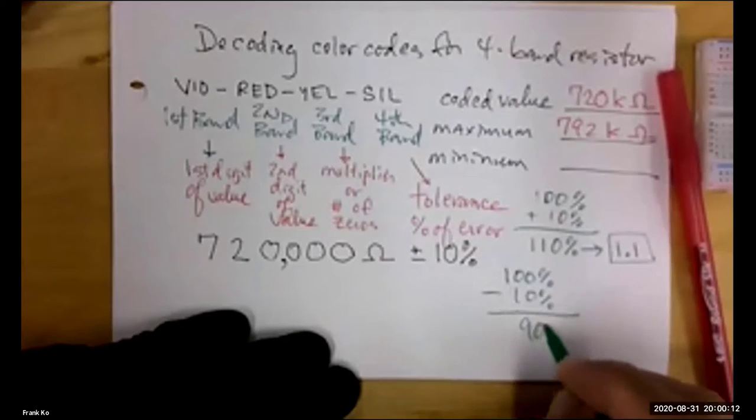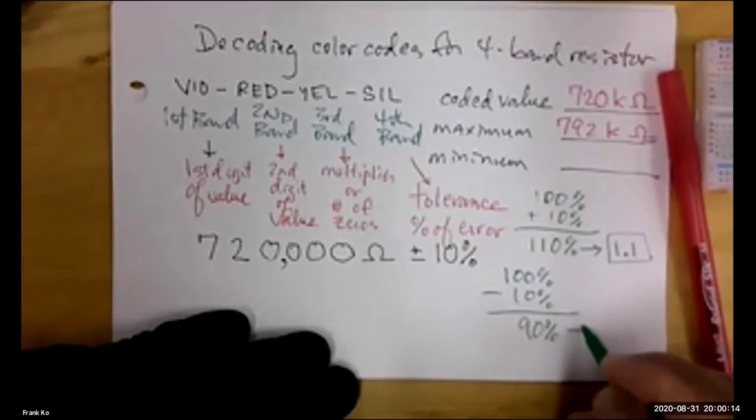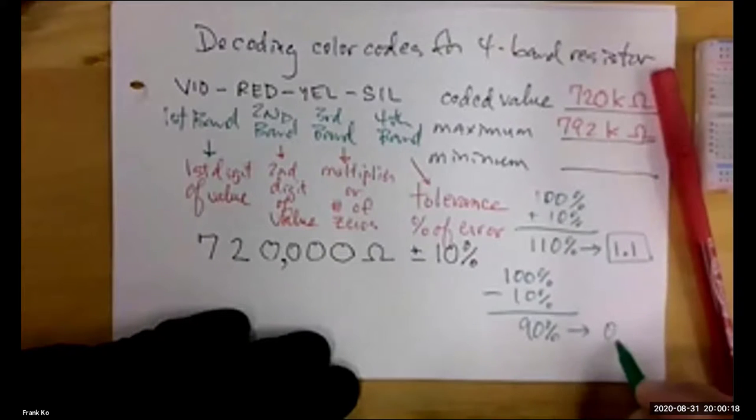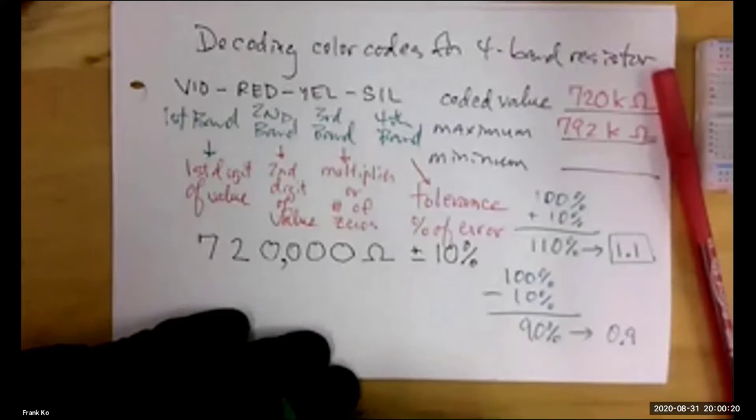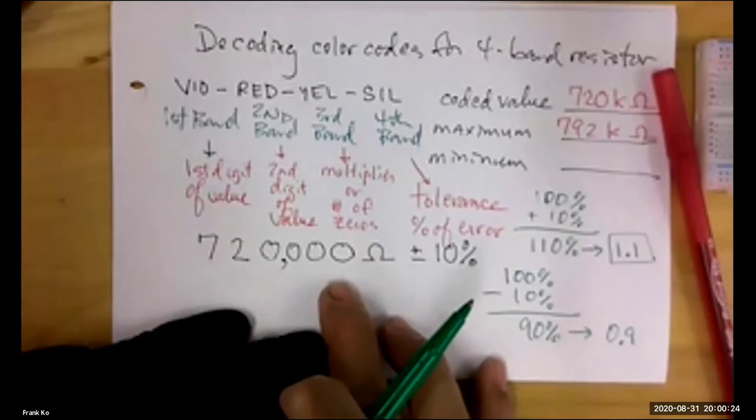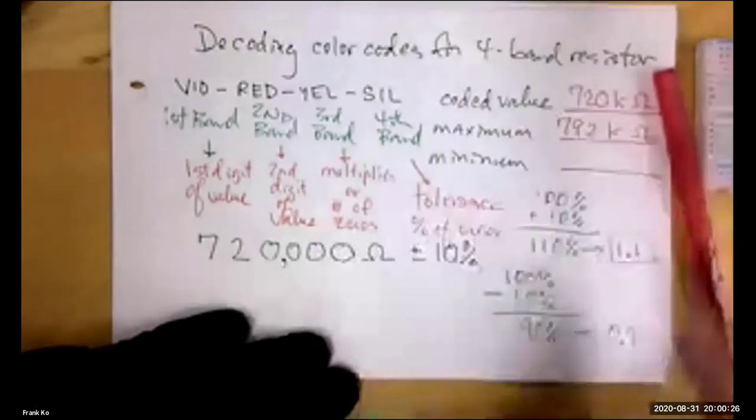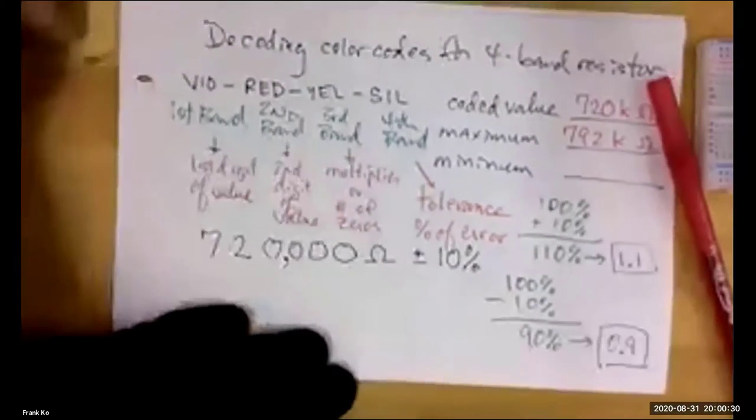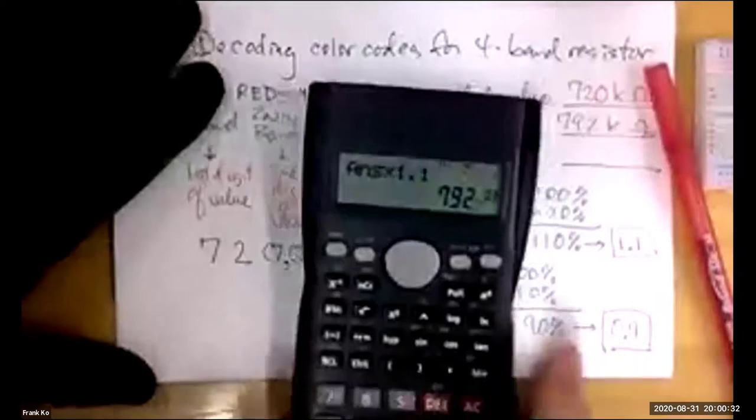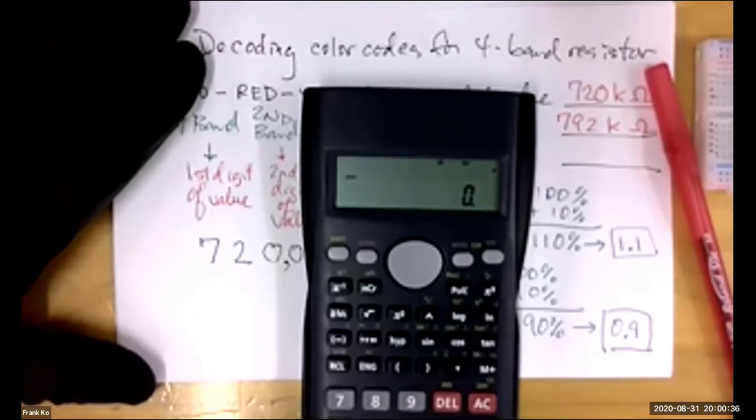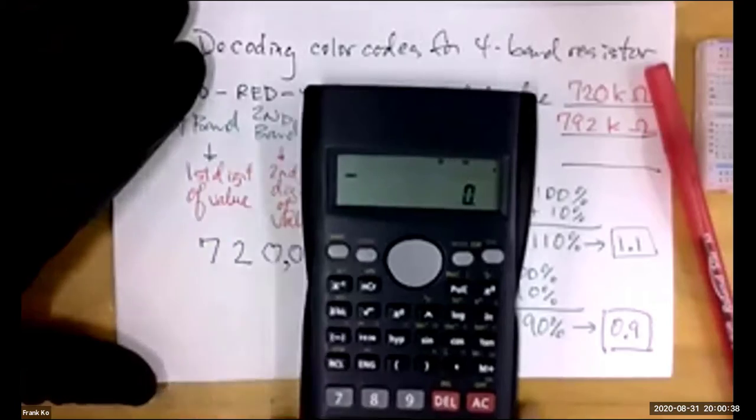90%. What is 90% as a decimal? 0.9, or just simply 0.9. So could I take the coded value of 720K and multiply by 0.9 as my multiplier now for tolerance? So watch this. I'm going to clear my calculator. Is your calculator clear? My calculator is clear.